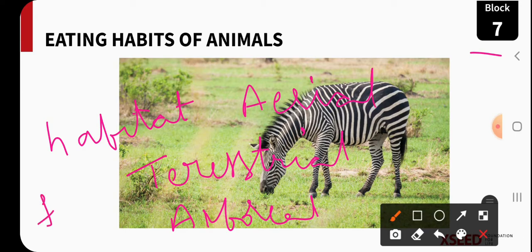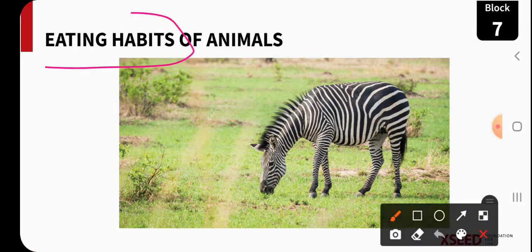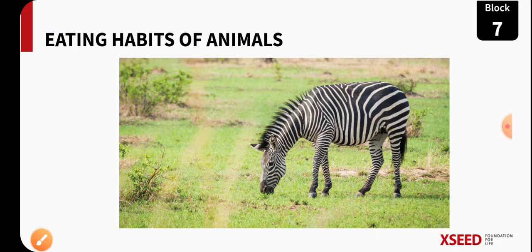If you take a fish and a cow as an example, a fish is an aquatic animal, whereas a cow is a land animal, that is, a terrestrial animal. That means we started dividing the animals based on the habitat where they are present. In our seventh block, again we are going to classify the animals, this time based on the eating habits they exhibit. So let us start our class, children.